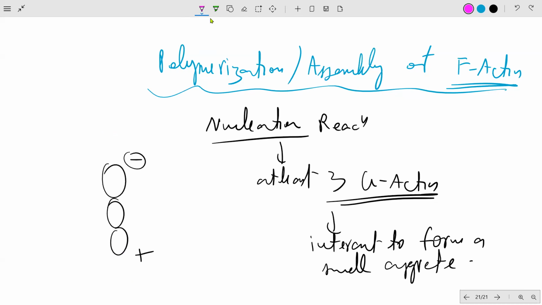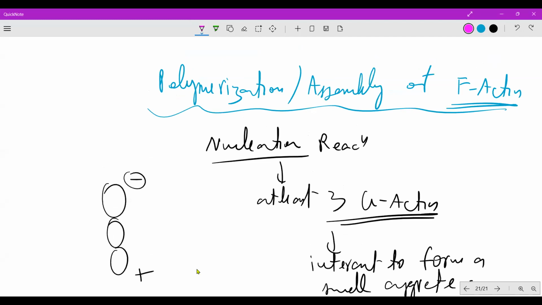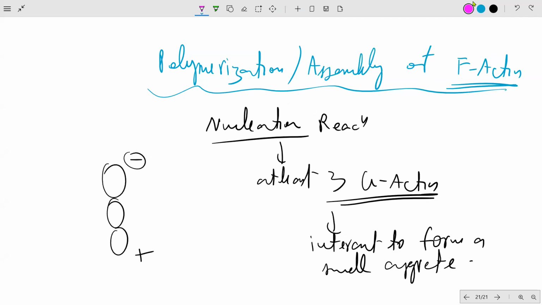Okay, let's not debate on this. Now what you have to understand here is what Indian authors say. Indian authors say that most of this elongation, most of this growth, will take place at the positive end. They say new subunits, new G actins, will come and polymerize at the positive end, and at the negative end, disassembly takes place. At the negative end, they will leave.